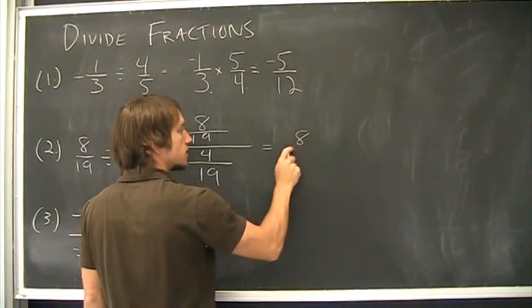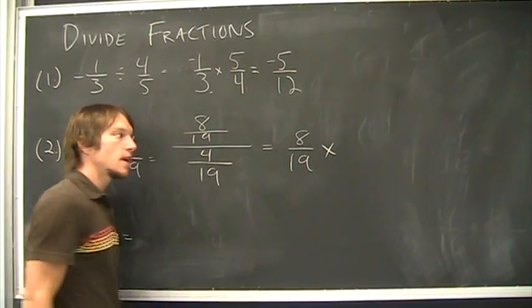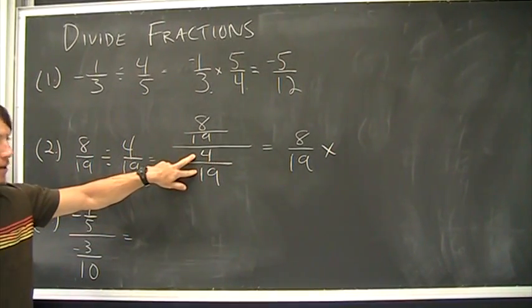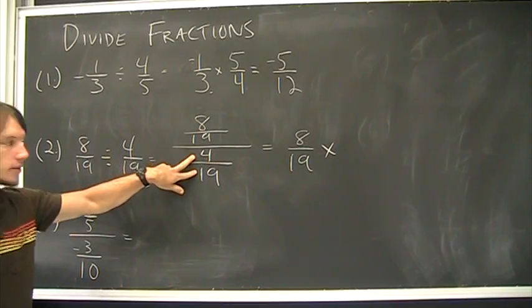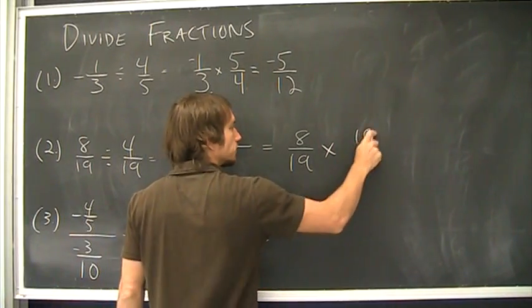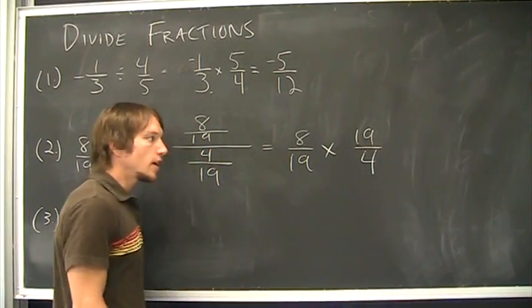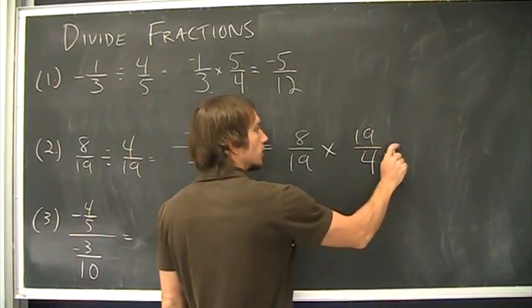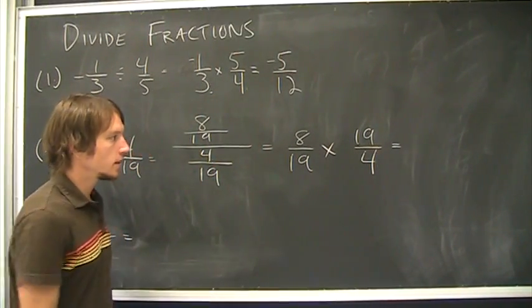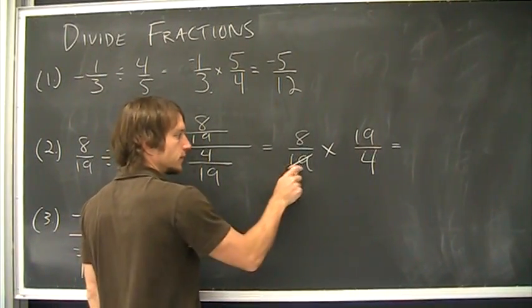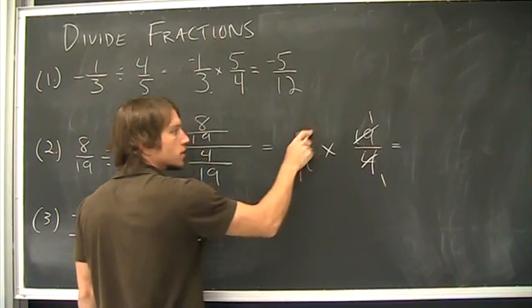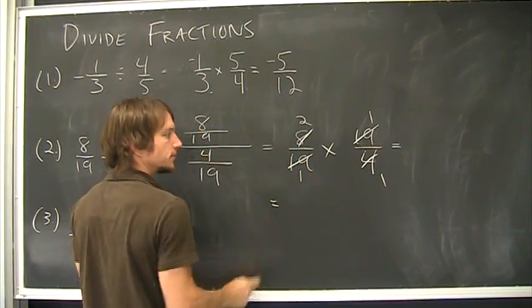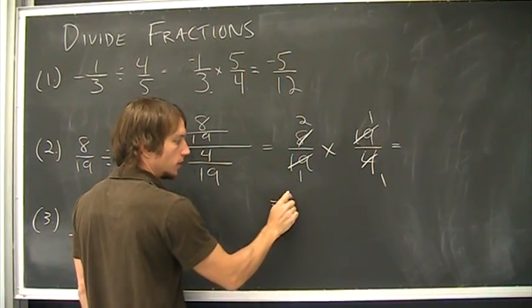That's 8/19 times, and then you flip it around, right? You flip the second fraction around, the one you're dividing by. Okay, so that's 19/4. All right, and then we look for what we've done before. In this case, I can simplify. 19 and 19, 1 and 1. 4 goes into 4 once, into 8 2 times. So come down here, that's 2/1.